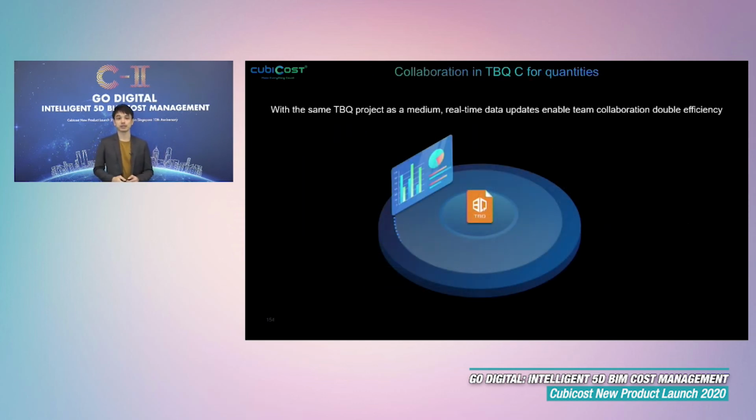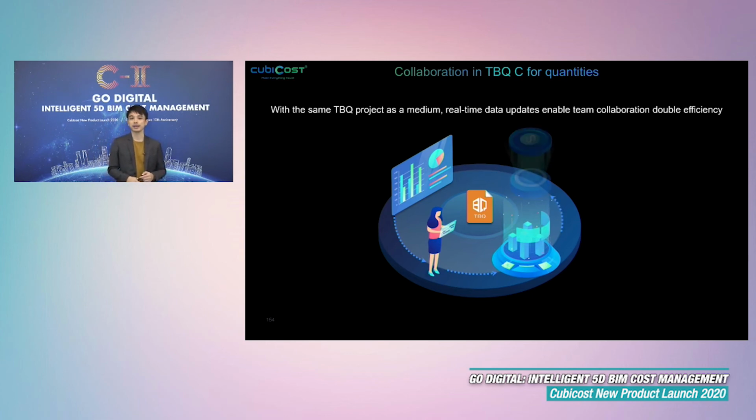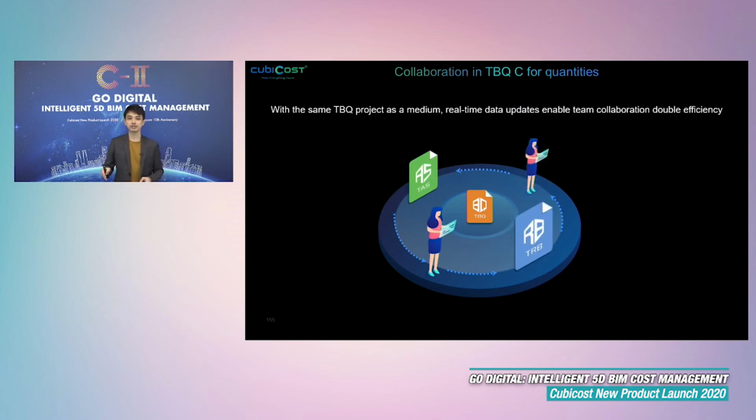Understanding all these problems, the TPQC collaboration mechanism for quantities allows QSs who deal with the quantities to cooperate with others closely by using the same TPQ project as the same medium. All team members compile BQ and fill in the quantities in the same project at the same time. They only have to operate on one copy of BQ data. Any changes to the BQ are updated live for all members. This makes the entire process much more efficient.